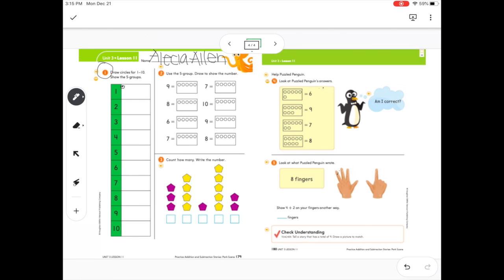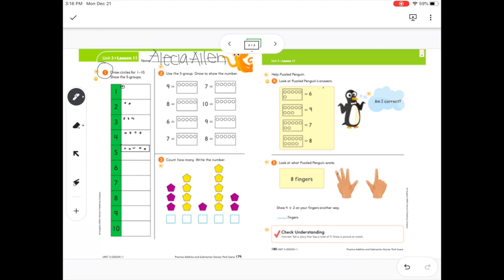I drew 1, now I'm going to draw 2. 1, 2. Next is 3. 1, 2, 3. Next is 4. 1, 2, 3, 4. All right, here we go. We're at 5, so we're going to try our best to show a 5 group. Ready? 1, 2, 3, 4, 5. And I'm going to use my pencil to show that 5 group by putting a rectangle around it.